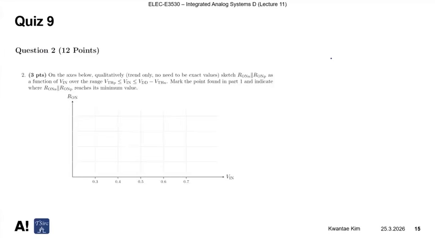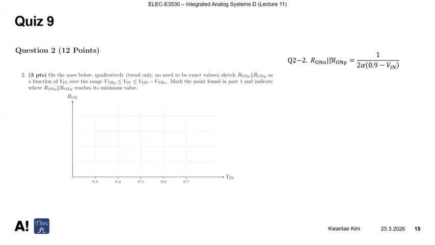So the next question is this. On the axis below, quantitatively sketch R on N and R on P in parallel as a function of input voltage and in the area of this. So there are no exact tick marks, so you can just very roughly draw it and see what happens.